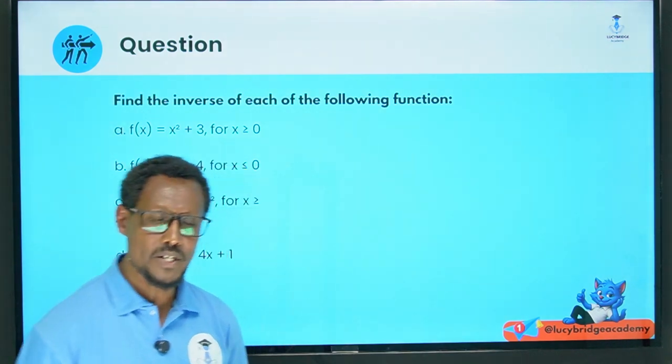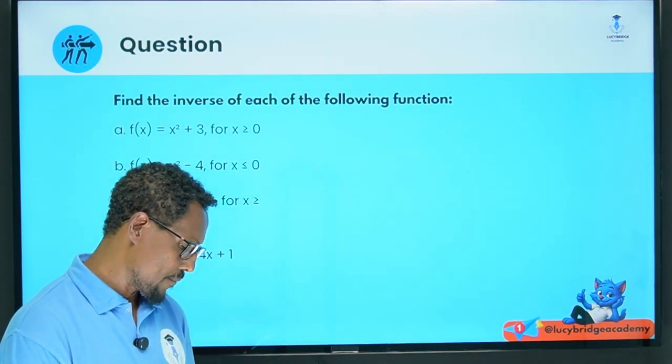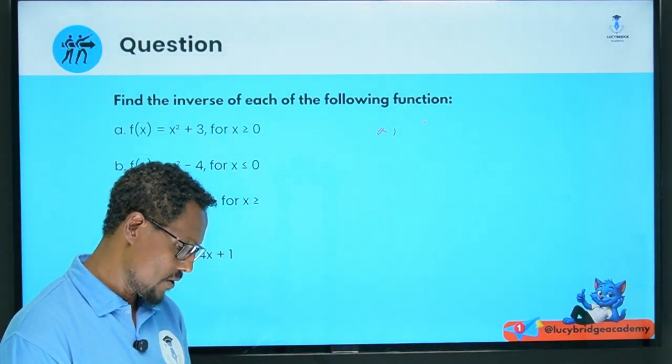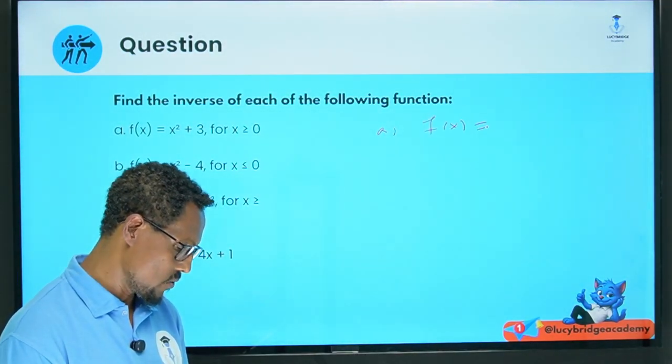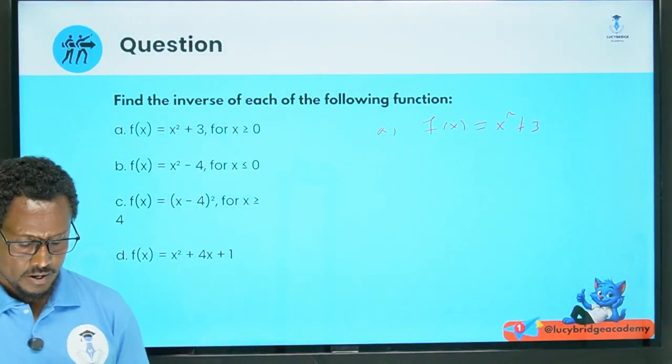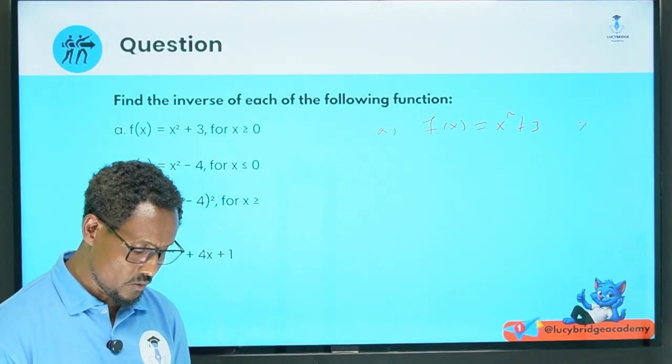Okay, find the inverse of each of the following functions. All right, look at a, which is f of x equal to x squared plus 3 for x is greater than or equal to 0.